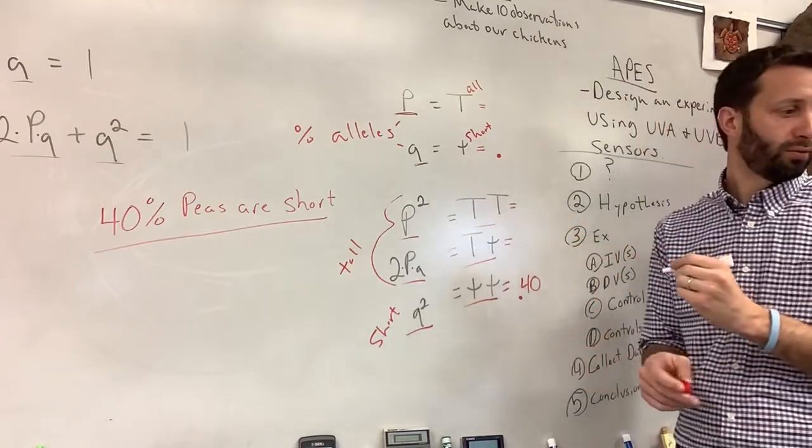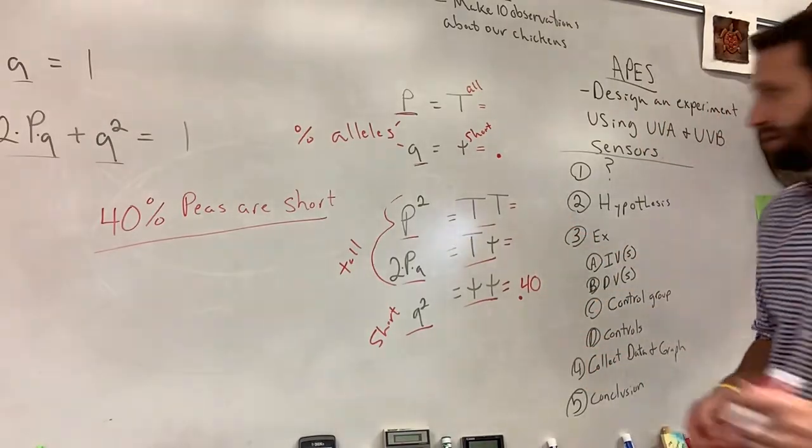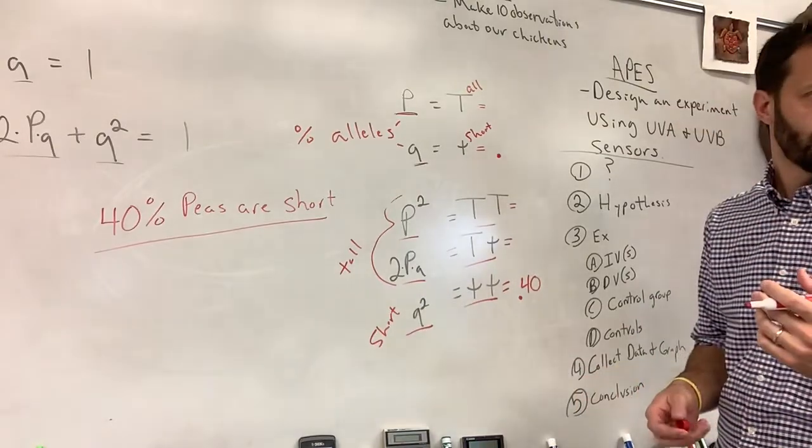Who's got a calculator? 0.6. Do it like an extra decimal. 0.632.